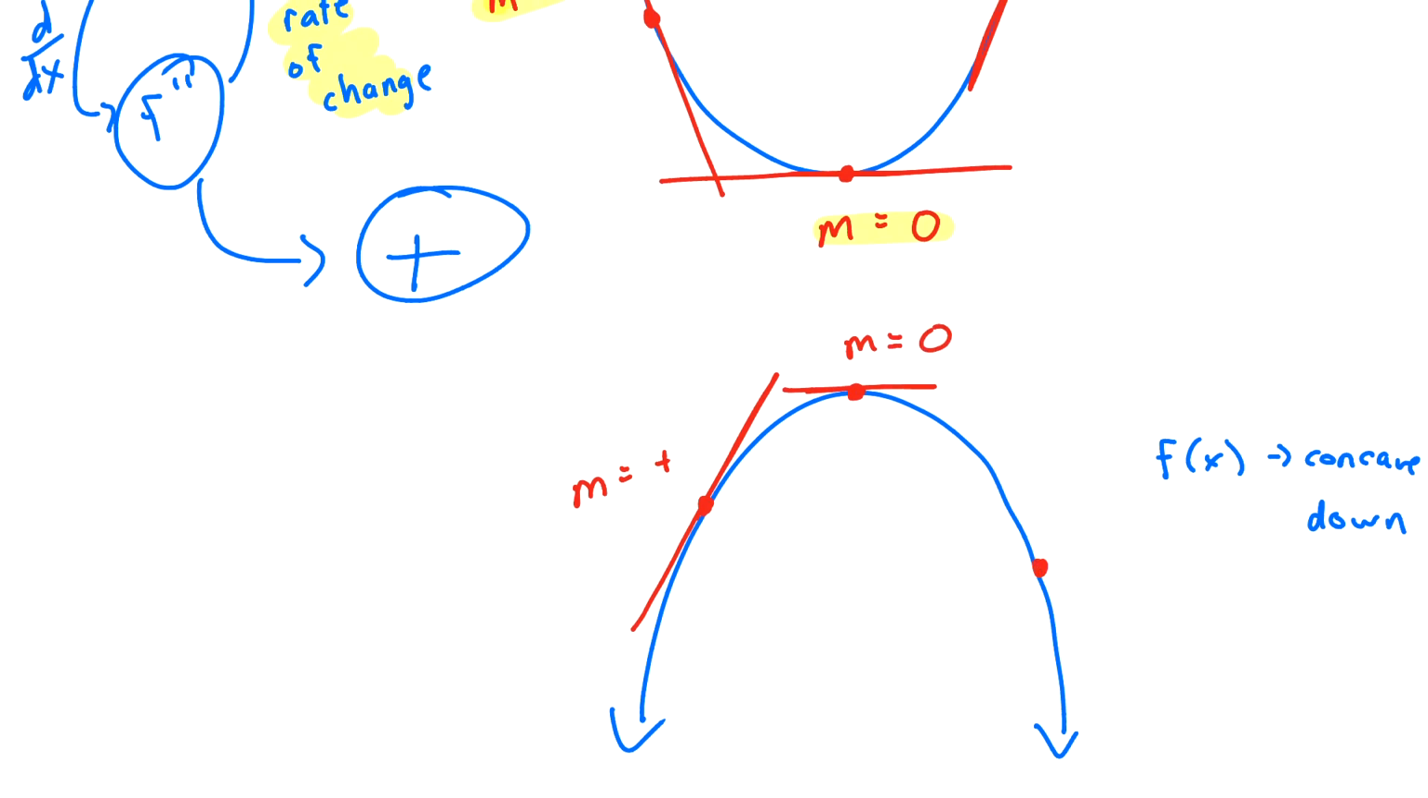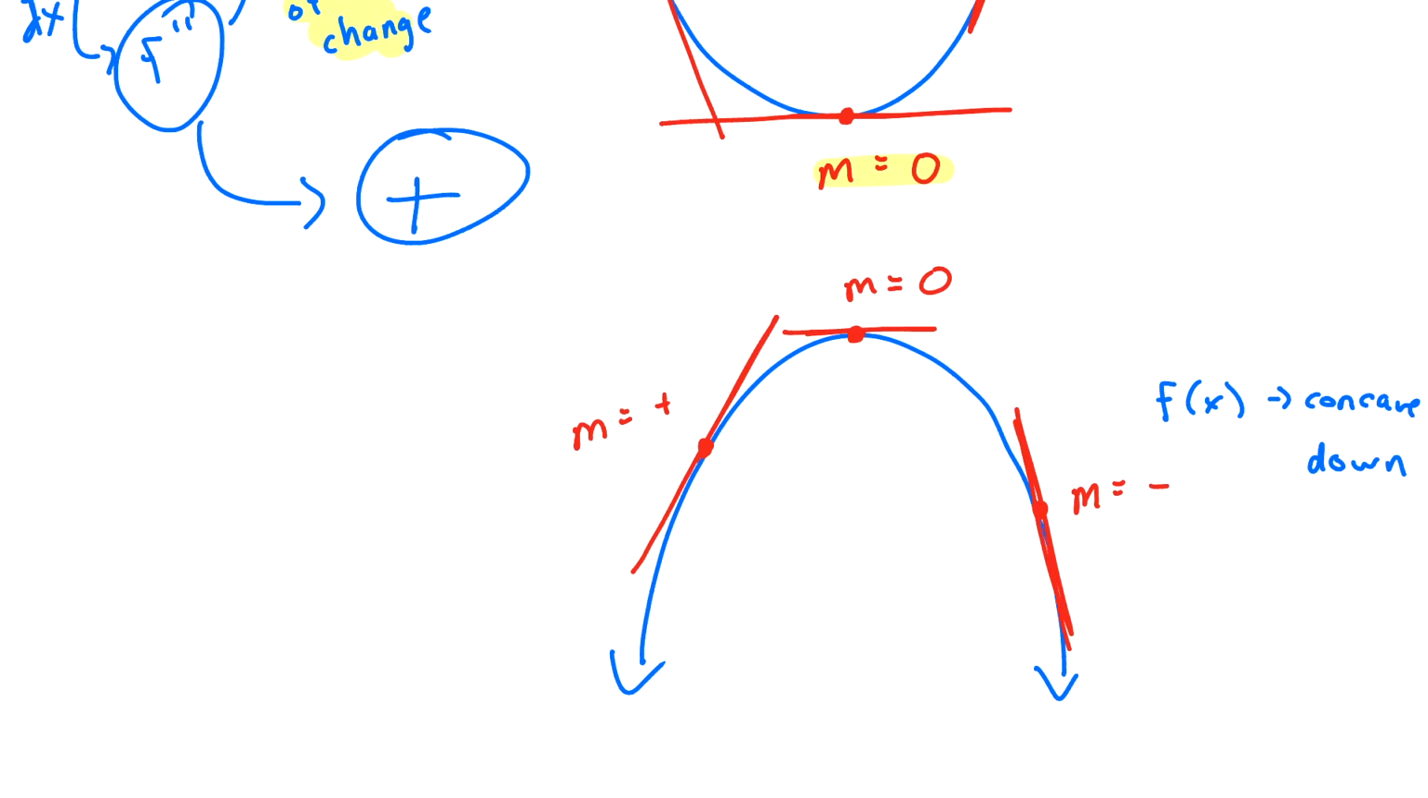And at this point over here, we have a line which is falling. It's decreasing, so that means the slope of that tangent line is negative. So if I look at how these different slopes are changing, the rate of change itself is decreasing, which means that f double prime for this graph must be negative. So this is just a quick little summary of why the sign of the second derivative tells us whether our graph is concave upward or concave downward.